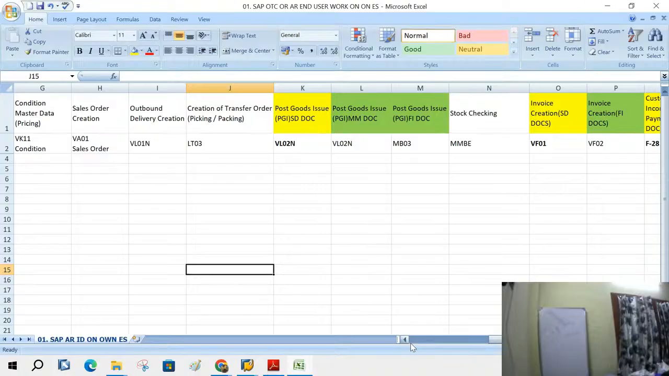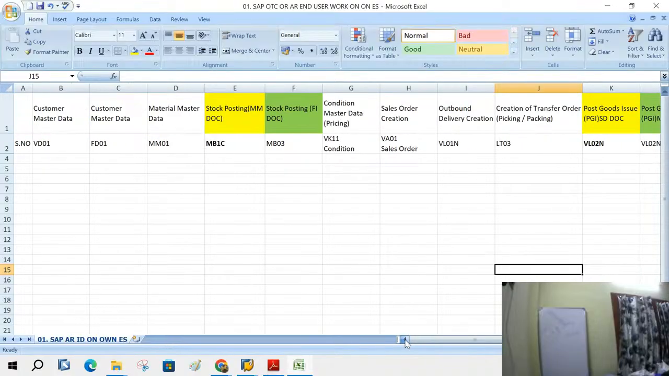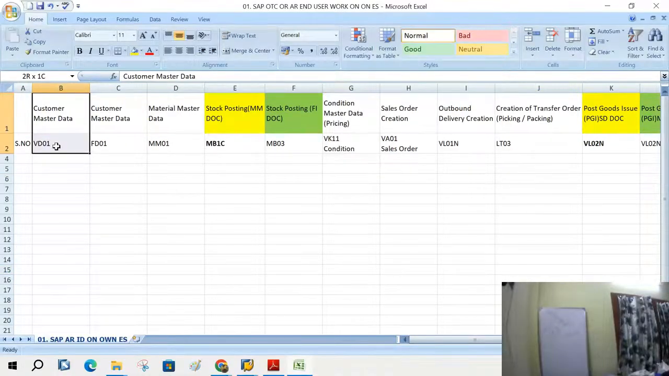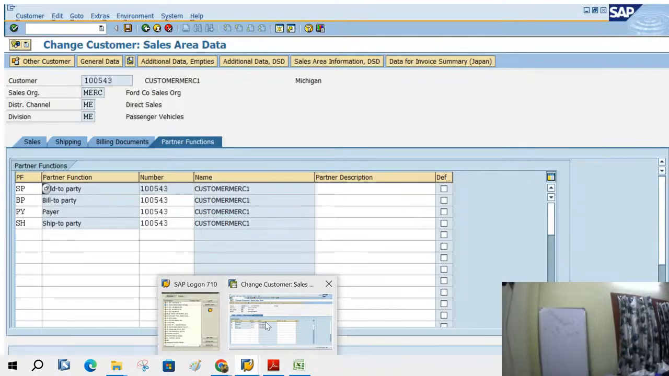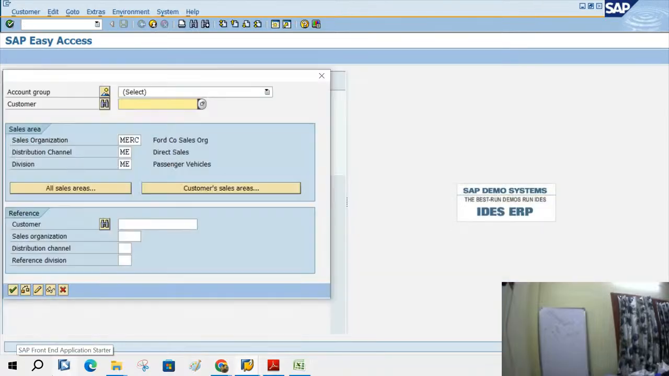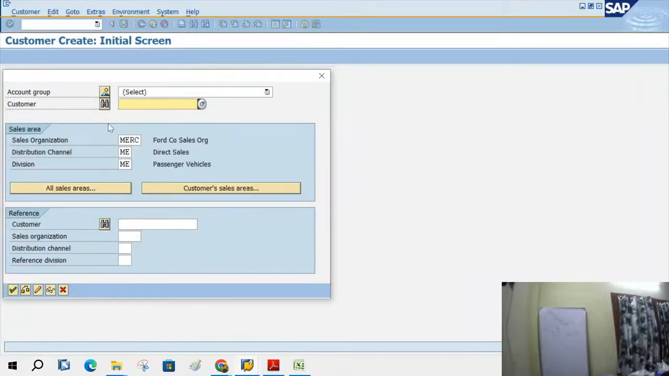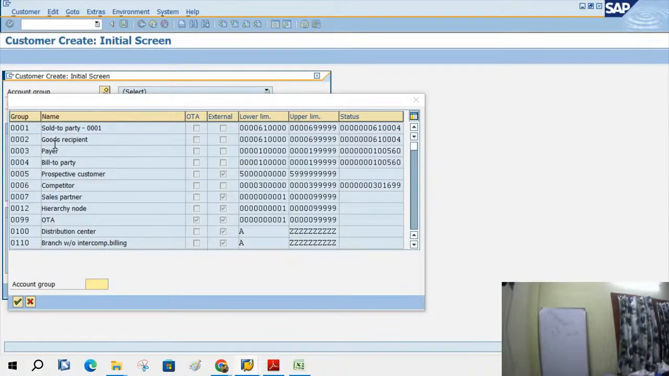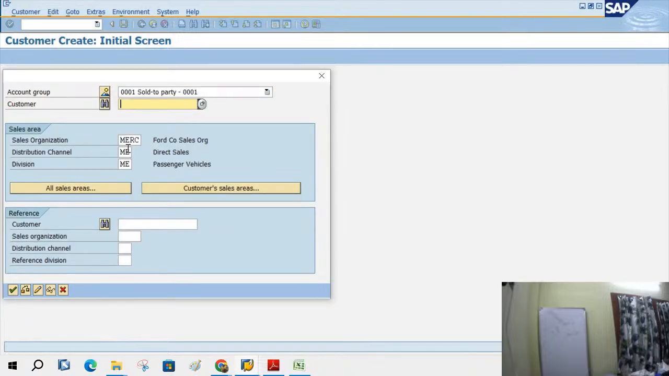So now we are going to do unit testing. This is called unit testing. Customer master data creation we are going to do on my own enterprise structure. Correct? So now let's try to create the customer on my own enterprise structure. So in VD01, I don't have to do anything because I'm using my own. Correct? So I'll click on create, select the account group 0001.